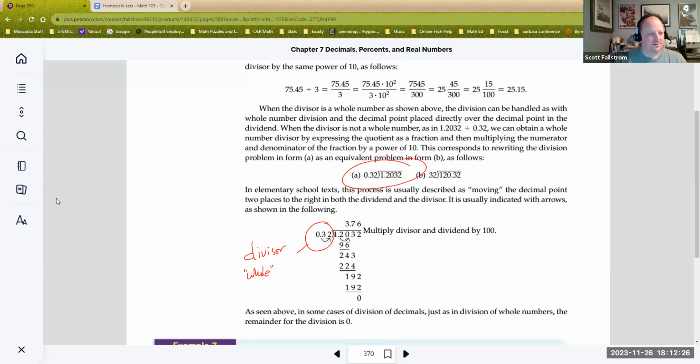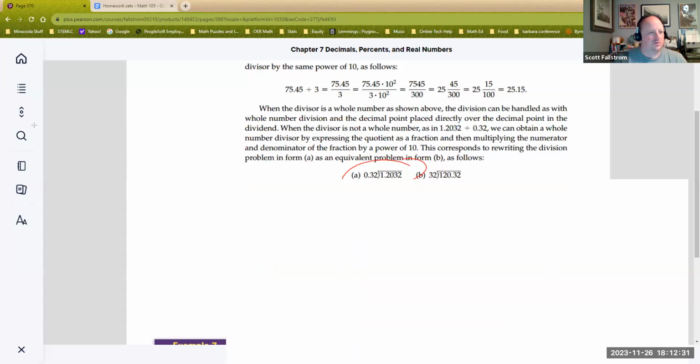As you're doing your division, I'm going to put a little white space in here, actually. So think here, what you have is 1.2032, and we are dividing by 0.32. Okay? Let's put that in fraction form. This is 12032 divided by, right? 1, 2, 3, 4 digits, 4 decimal places, divided by 32 over 100.